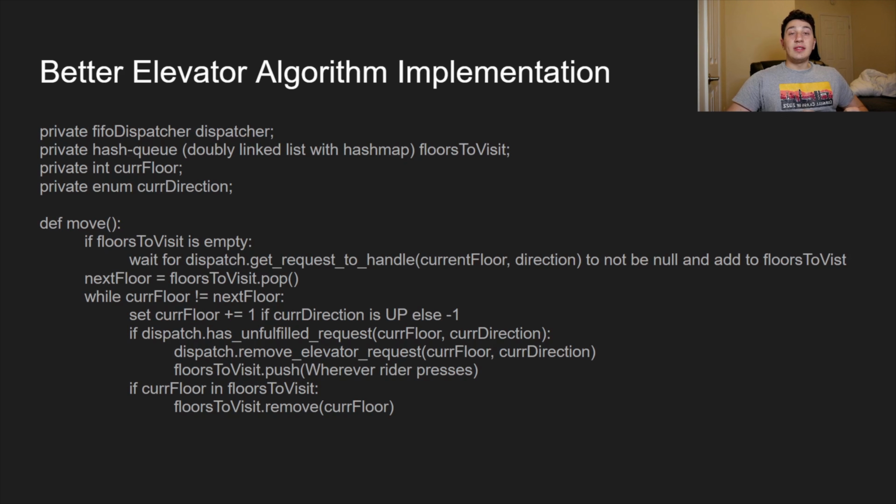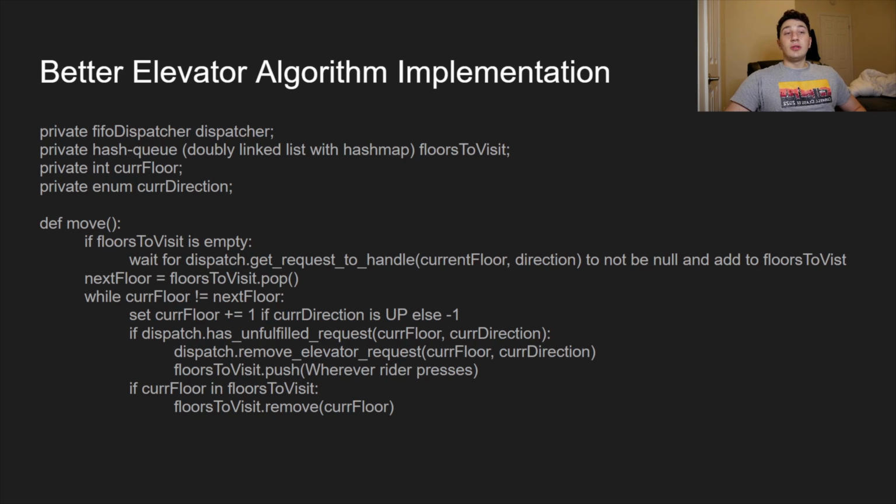Additionally, we're going to have this basically local element called floors to visit. And floors to visit is just a list of all the places that the elevator has to go. I'm implementing that as basically a doubly linked list with a hash map. The reasoning for this being that not only do we want to be able to remove from anywhere in that doubly linked list in constant time, but we also want to be able to quickly see if things are in there. And we'll speak about that a bit more. And then we also have this concept of current floor and current direction, because this is going to help us determine whether we should pick up a rider and the direction that we're currently moving in.